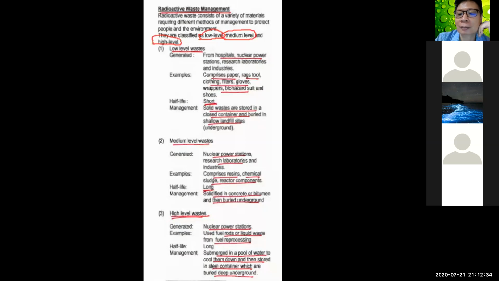Okay, Xia Xing Yin, come out, please. Okay, Xia, the medium level waste product come from where? Nuclear power station. And other places like industry, in the lab, research lab.